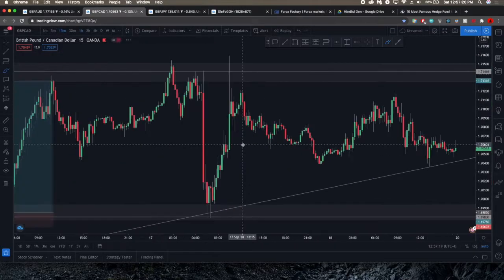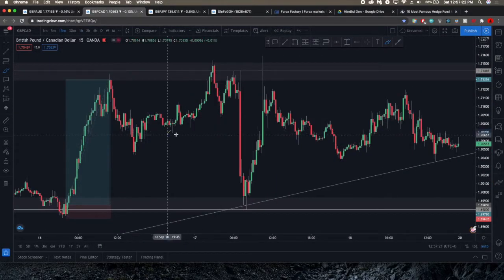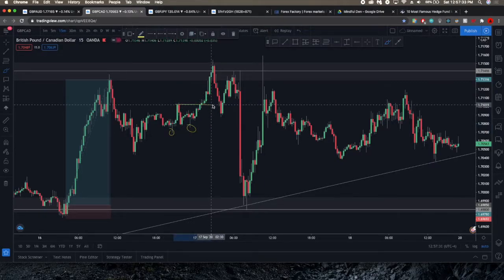So pre-London started moving up, right? Here are your higher lows, and then I entered once 1.71. Once this area broke, I entered buys, I scalped buys, and I scalped them up till here. So I'll show you what that looks like.